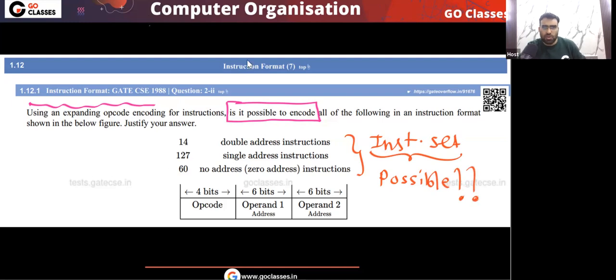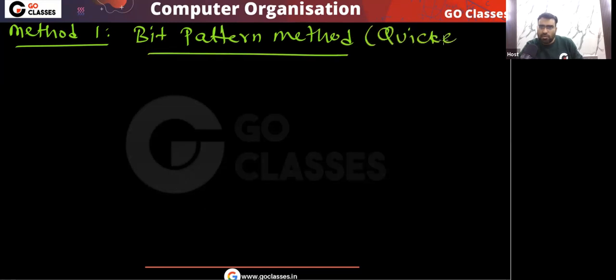So you can solve this question using the bit pattern method. That is the quickest method. Okay, so what is the bit pattern method? This question you can solve using method number 1. The method number 1 is the bit pattern method. This is a very quick method, the quickest way, I can say. So let's solve this question using the bit pattern method.